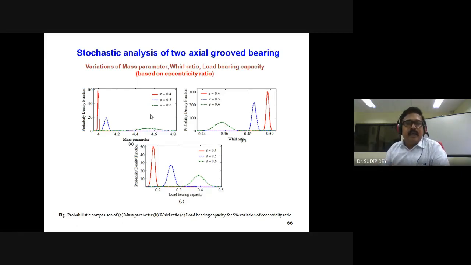In our analysis, we have seen the variation of mass parameter, whirl ratio, and load bearing capacity based on the eccentricity ratio. Let me tell you, all these analyses are mostly done by MCS, Monte Carlo simulation, and after that we use reduced order modeling, because for every Monte Carlo simulation we use 10,000 samples, and iterating over 10,000 samples costs a huge amount of computational time and cost. To reduce that, we use reduced order modeling by formation of a surrogate model.